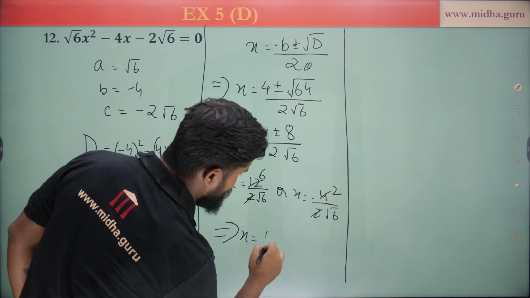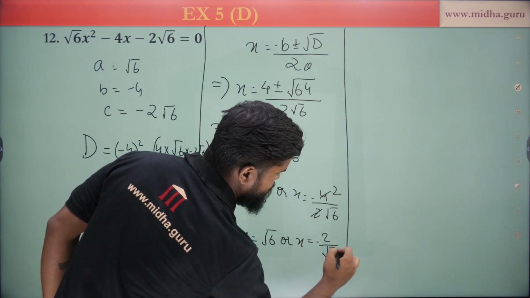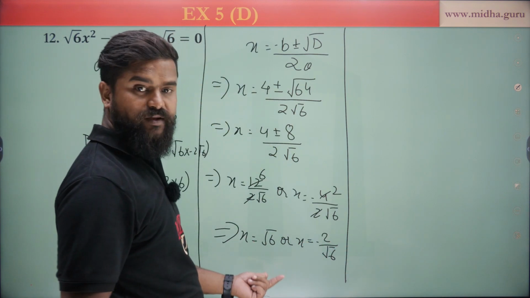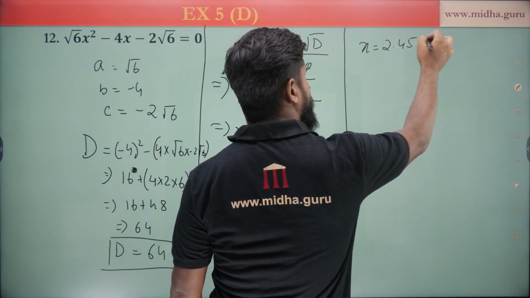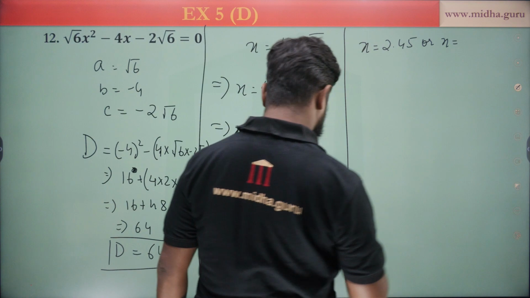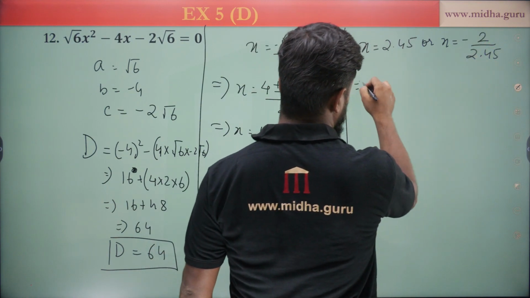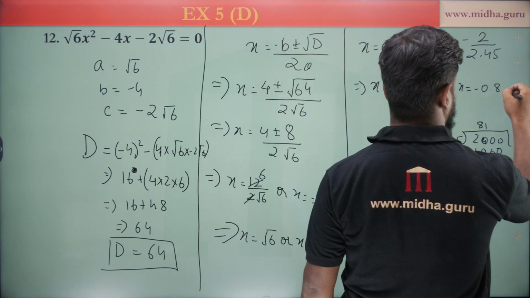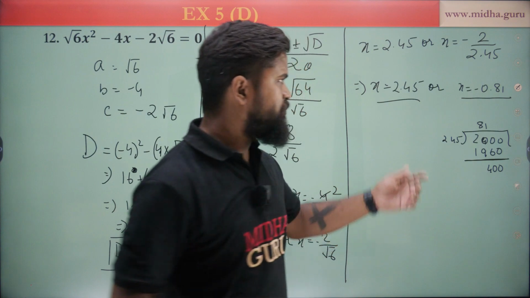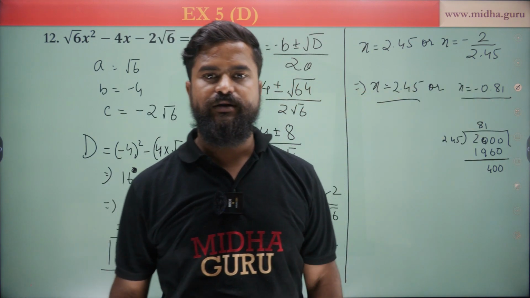And then 6 by root 6 will become root 6, or x is equal to minus 2 by root 6. Now since root 6 is 2.45, x is either equal to 2.45 or x is equal to minus 2 by 2.45. So this value is the same, we don't need to change it. So the values of x will be 2.45 or minus 0.81. Okay, let's move on to the next problem.